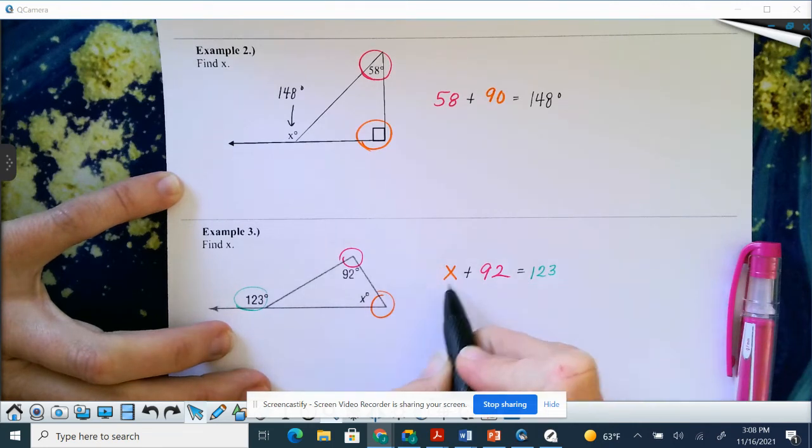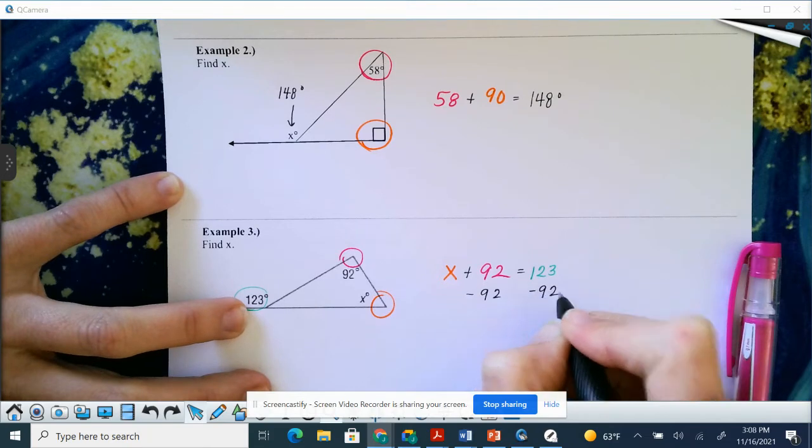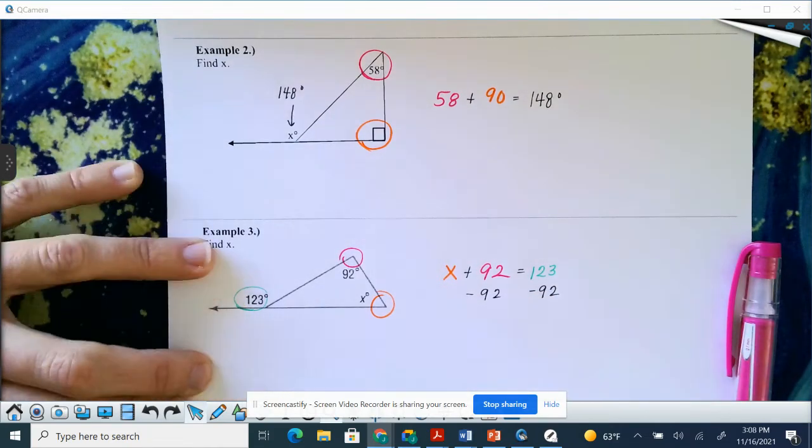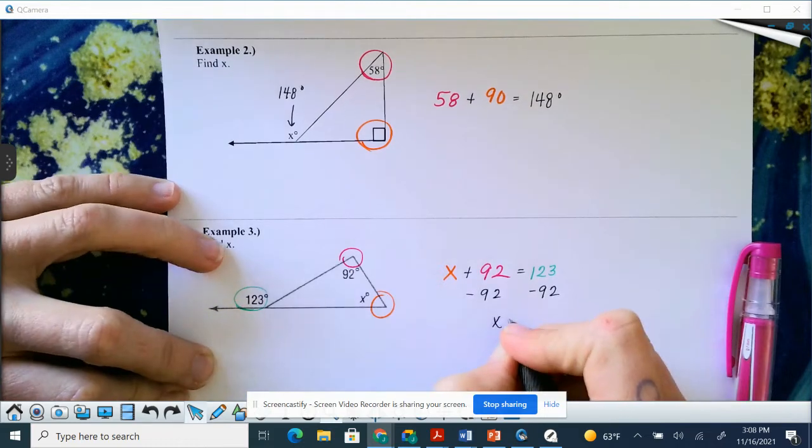So in this case, I need to get X by itself. So I'm going to subtract 92 from both sides because that's the inverse of addition. So 123 minus 92 should give me 31, I think, but let me make sure. 123 minus 92 is 31. Yep. So X equals 31.